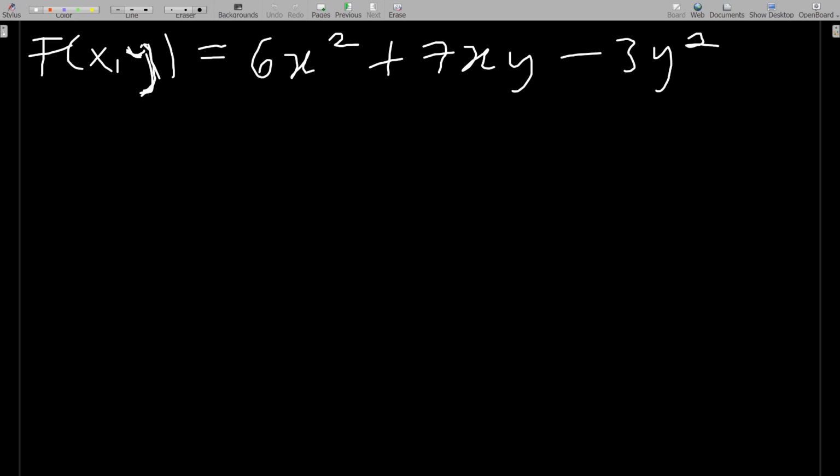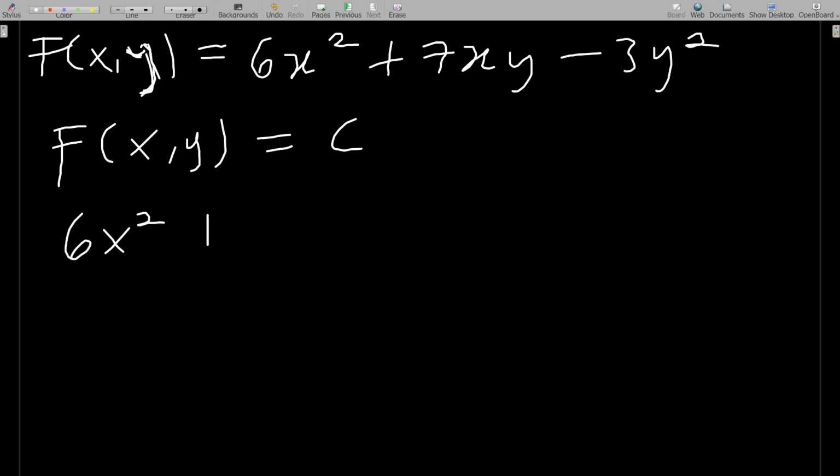And this means that our solution, which is given by f of xy is equal to c, is that 6x squared plus 7xy minus 3y squared should be equal to c. This is the general solution.